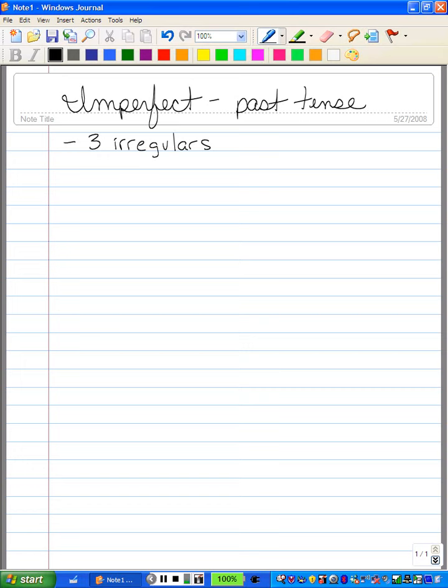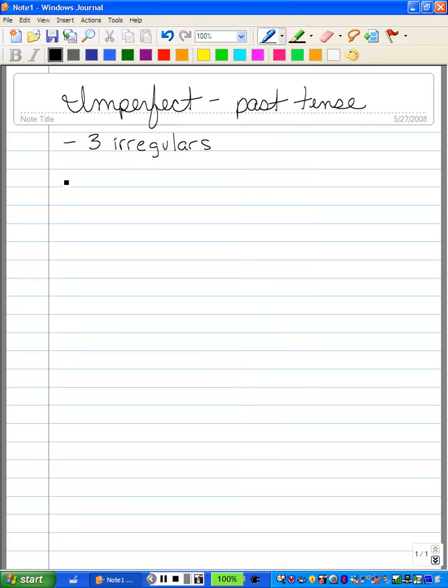The imperfect tense, again, is a past tense, so it's going to be saying like I bought, I spoke, she studied, etc. It's going to be in the past. And a little while later we'll talk about what's the difference between the preterite tense and the imperfect tense and when you use each one.